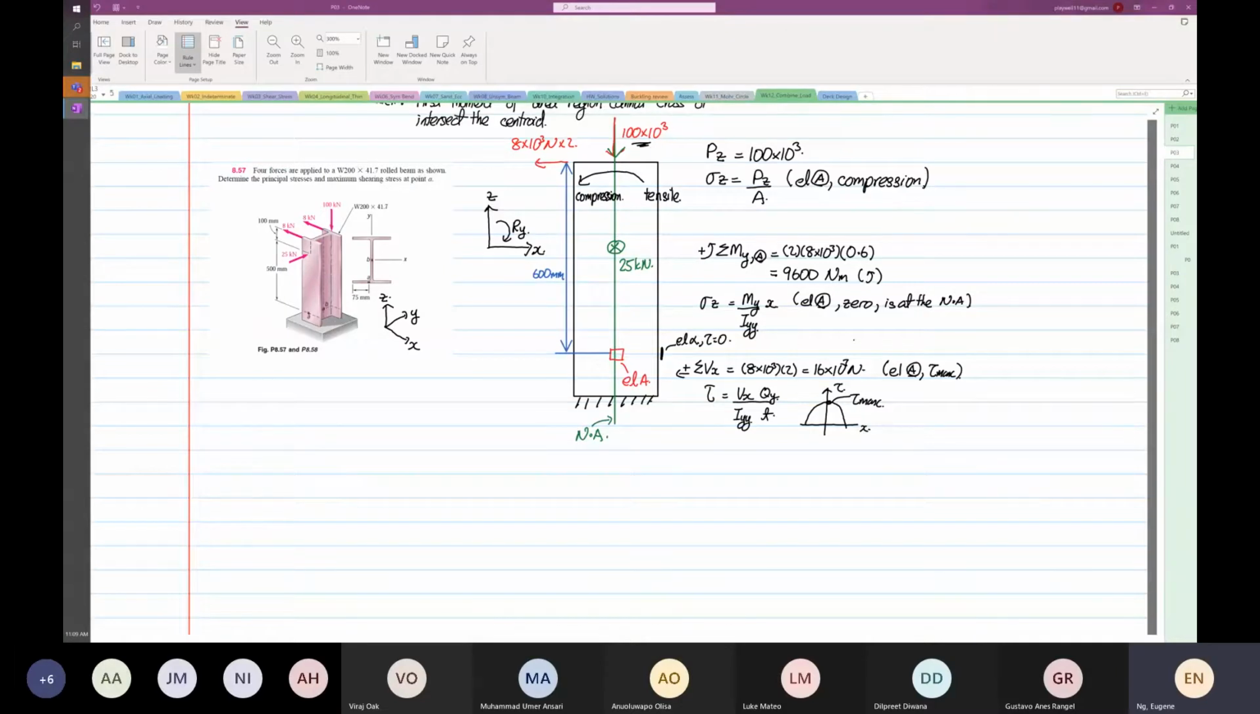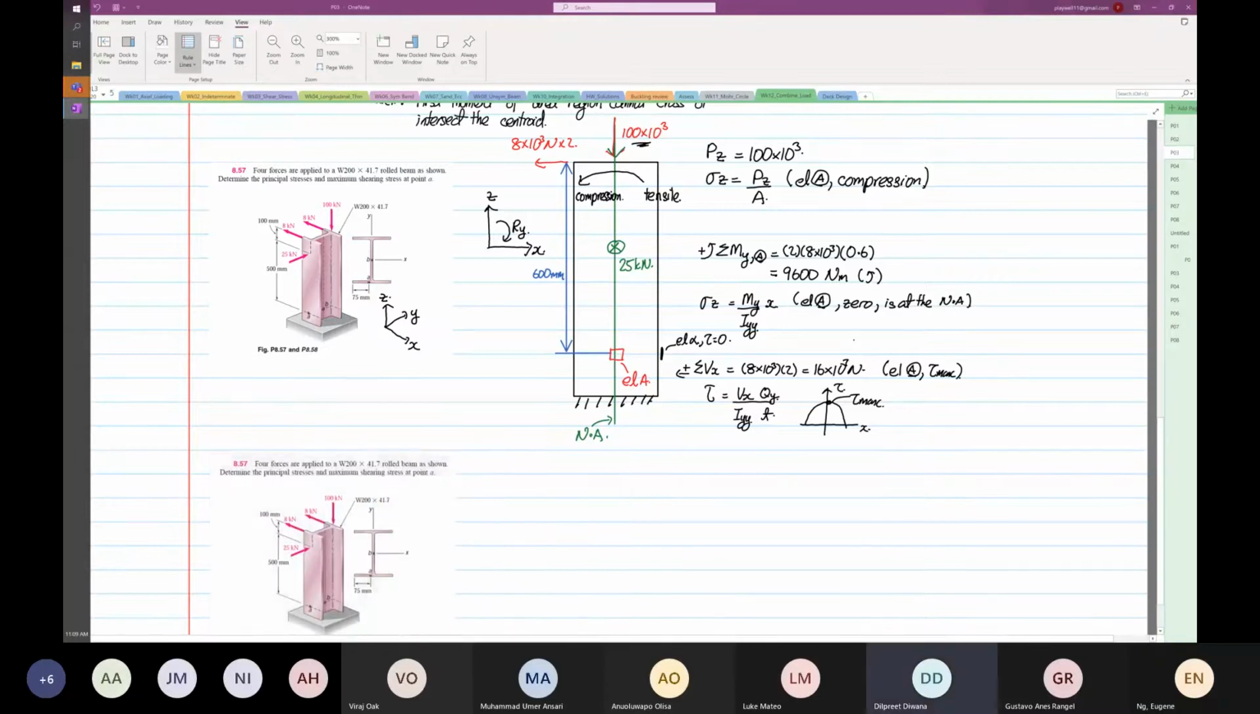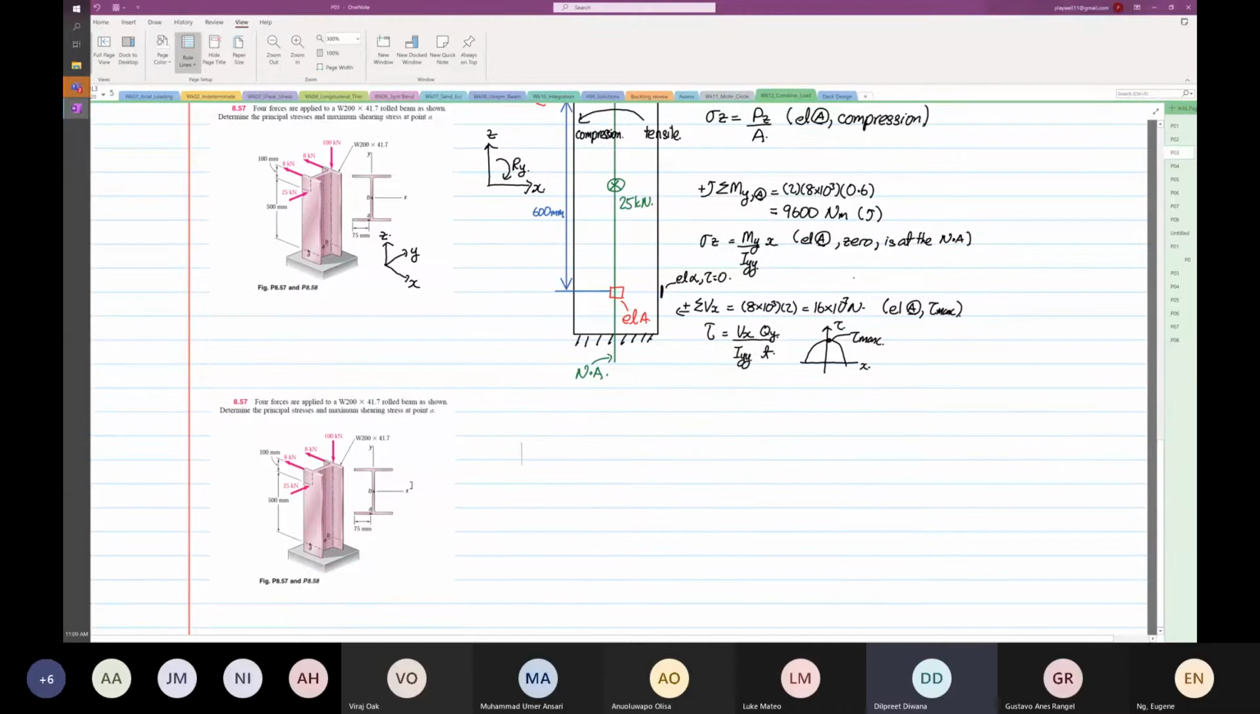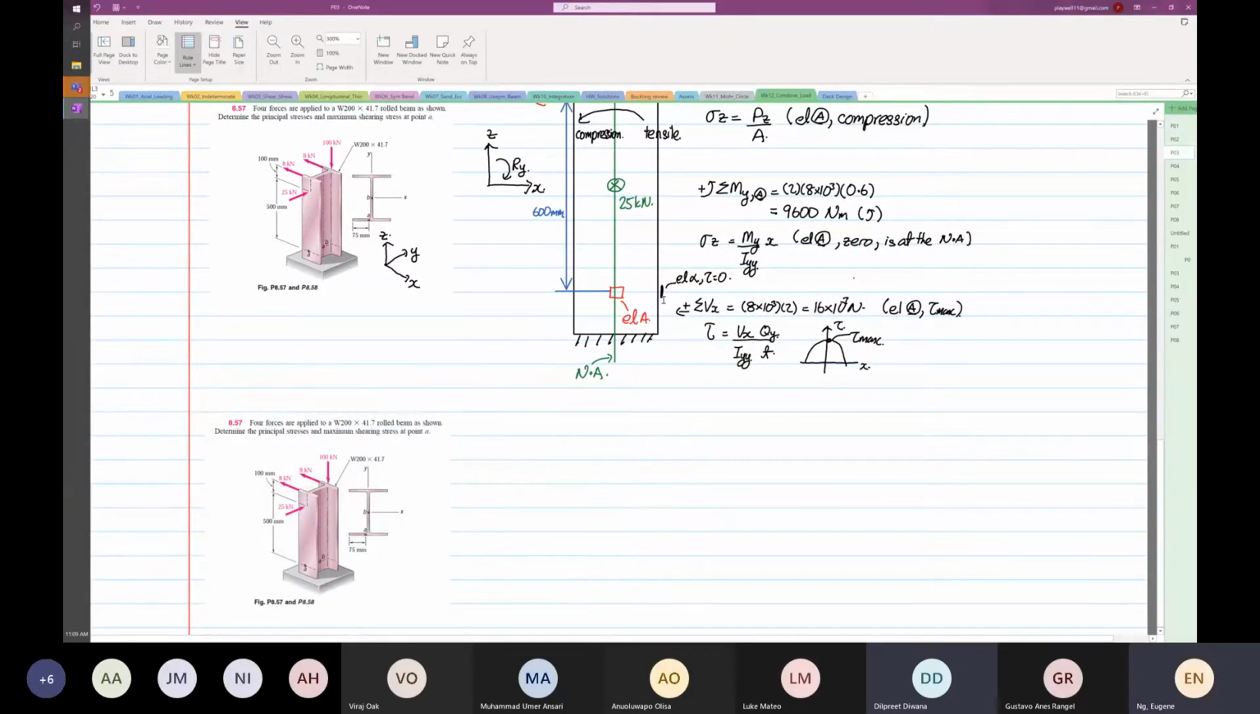I'm going to draw a different view now. We're going to look at a different view now. Eugene, so in the last step, you said element alpha shear is 0? Yeah. Why? Because it's furthest away from the neutral axis. Right, that's why I drew the distribution.